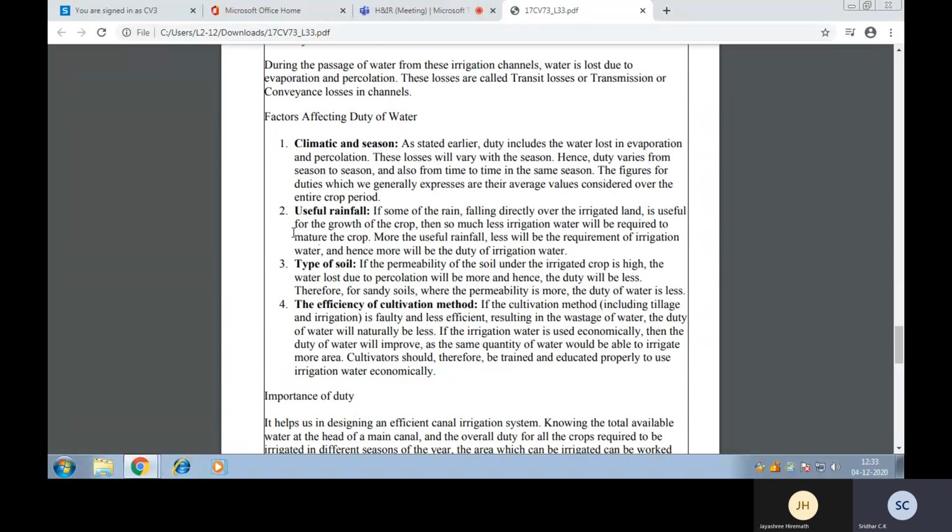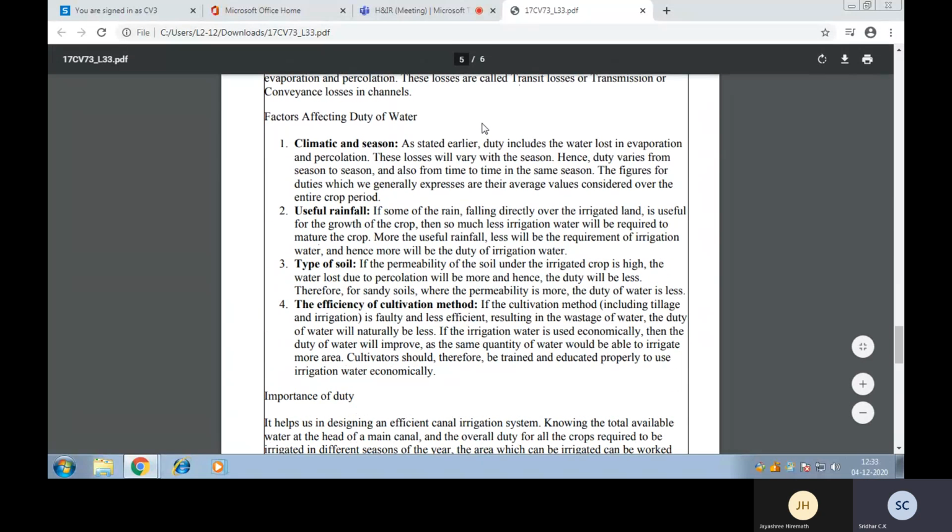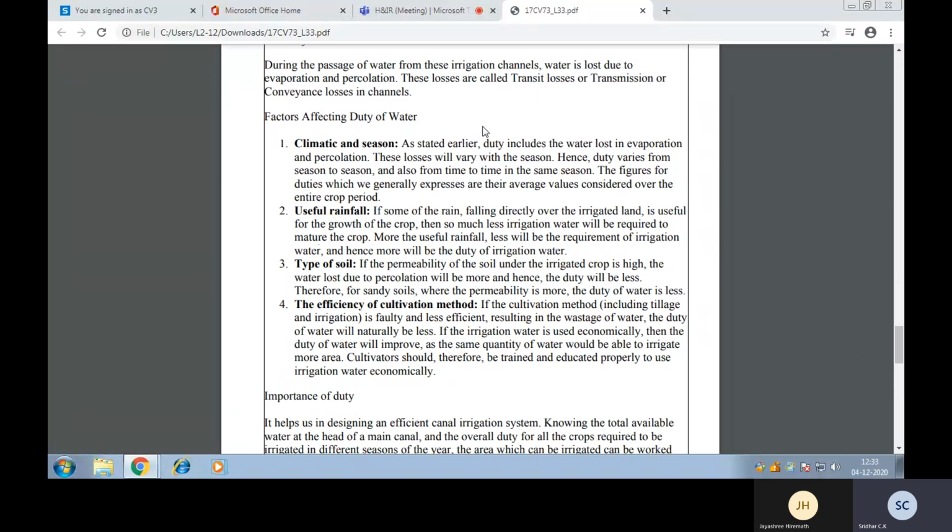Now, as I mentioned, some of the factors which affect the duty of water are very, very important to understand. The very important concept we should understand is the climatic condition and season.